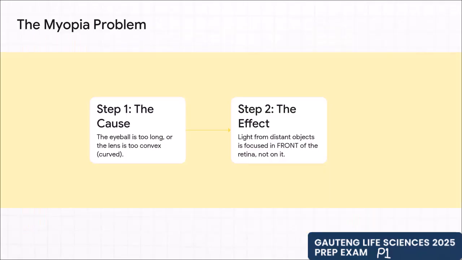But the real question is, why does this happen? Well, think of it as a simple two-step problem. Step 1 is the cause. It's either because the eyeball is a little too long or the lens is a bit too curved, too convex. And step 2 is the effect. Because of that cause, the light from distant objects gets bent way too much. So the point where the image should be sharp ends up landing in front of the retina instead of right on it. And boom, that's what causes everything to look blurry.